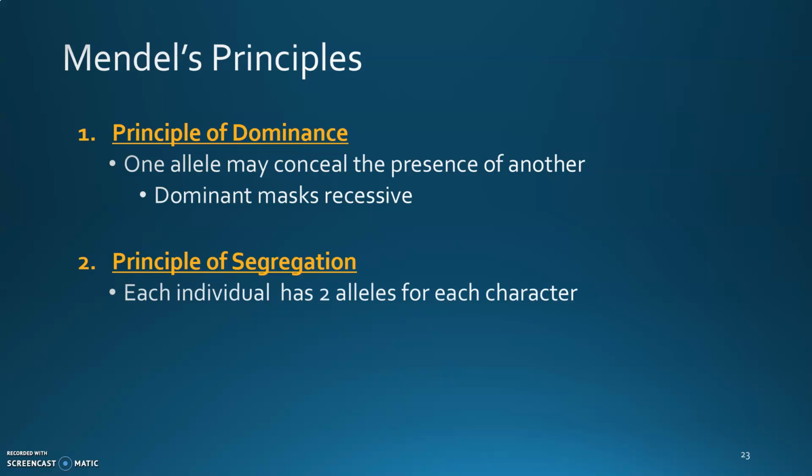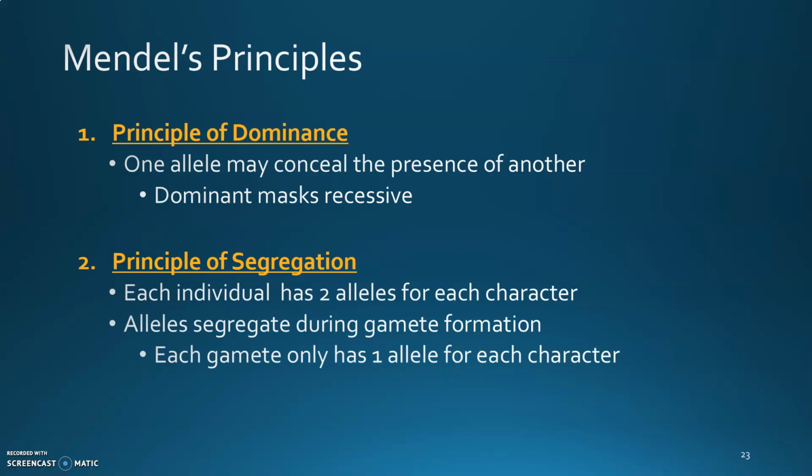And so Mendel ultimately came up with two important principles. His principle of dominance, where there's one allele or form of a gene that can conceal the presence of another, where dominant masks recessive, and his principle of segregation, where each individual has two alleles or two forms of each gene. And these alleles segregate during formation of gametes during meiosis, so each gamete only has one allele for each gene.